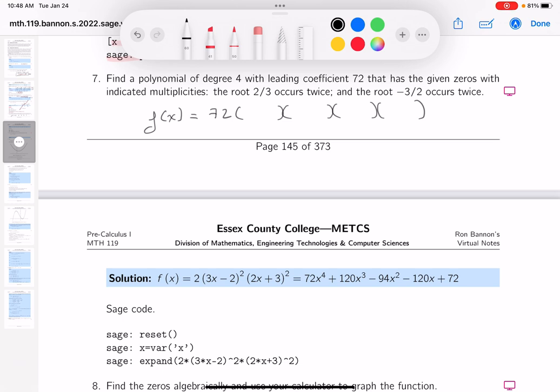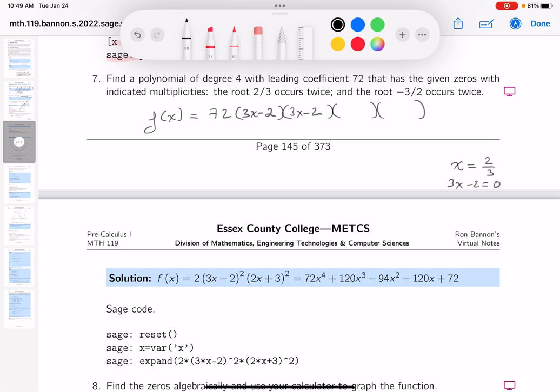Now, what does that mean? If there's a root of 2/3, it would look like this over here. And I'm going to solve that for 0. So it would give me 3x minus 2 equals 0. So I know there's a factor now that's 3x minus 2, because that would give me the root of 2/3. But they said it occurred twice, so I need to put it down twice. All right? So that one's done.